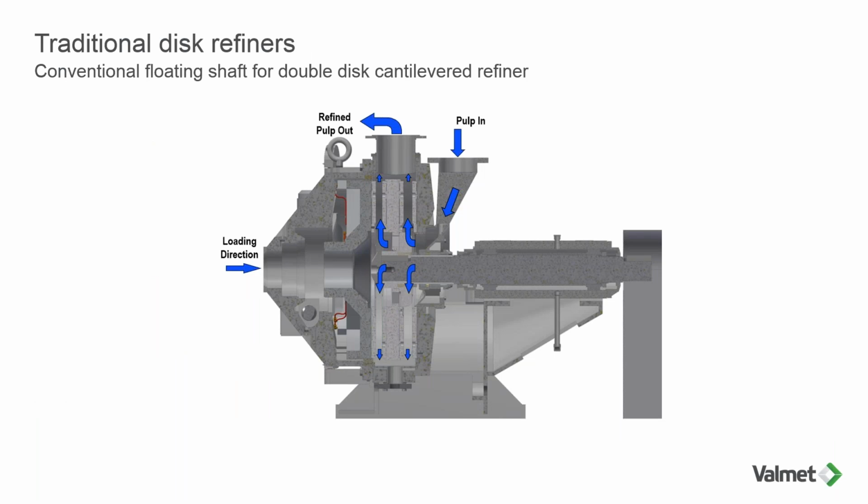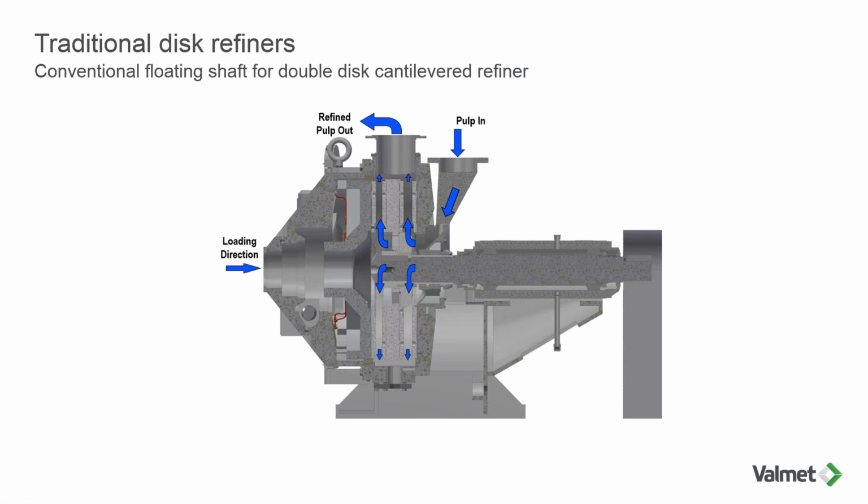This is a traditional cantilevered design in which pulp is coming in. You can see here at the 12 o'clock and going out at the 12 o'clock, you have power being applied in this direction. So as the gap closes here, this rotor is free to move about, and it's going to try to balance itself between the two stator positions.